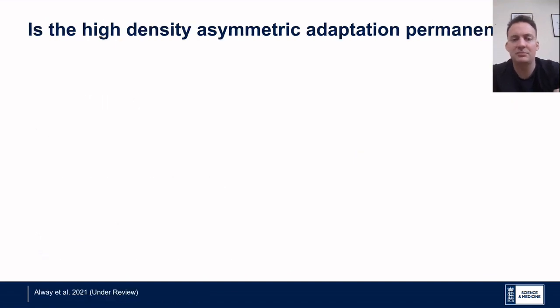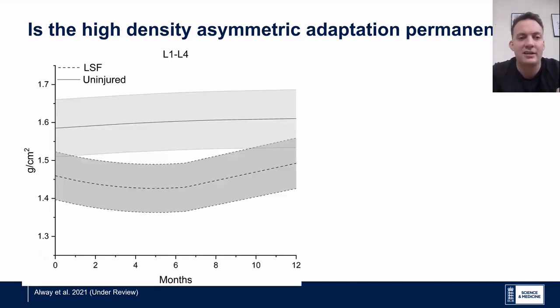Our next question was, well, is this asymmetric adaptation something which is permanent? And to do this, we took two groups. We took one group of players who were undergoing rehab following stress fracture, and then a group of players who weren't injured, and we followed them on 4 different occasions in the subsequent year. And this is what we found.